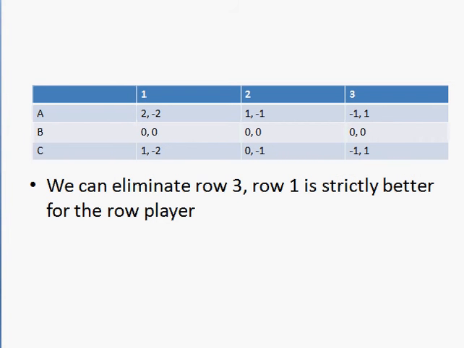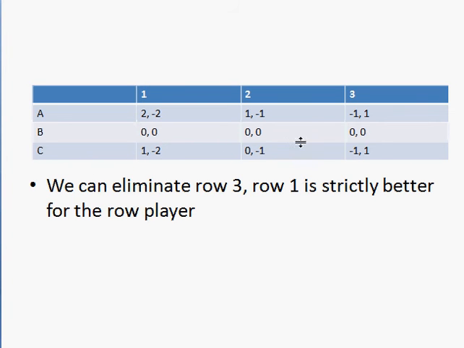So we can eliminate row 3 because row 1 is strictly better for the row player. So row C versus row A. Row C, 2 is better than 1. 1 is better than 0. And -1 and -1 tie. So anytime I would play C, I have a strict preference for playing A instead. So effectively, we can eliminate C from the choice set for the row player. So that would be an example of eliminating a strategy.